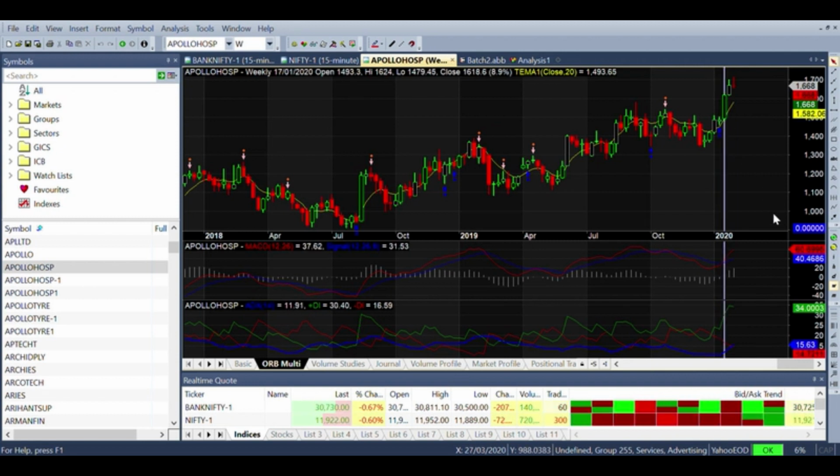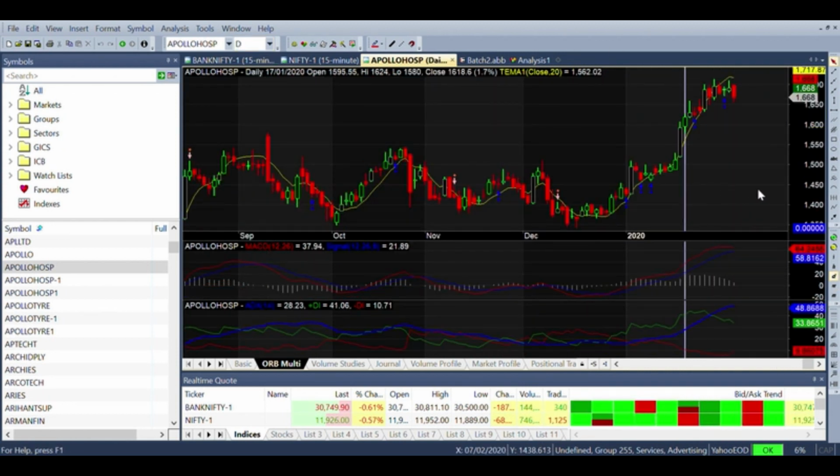Okay, so we will shortlist Apollo Hospital also, and we would have shortlisted it from the weekend of 17th January. And since then we were eligible to trade in Apollo Hospital. Now let's look at the entry point, which day, whether we should buy today or not, right?